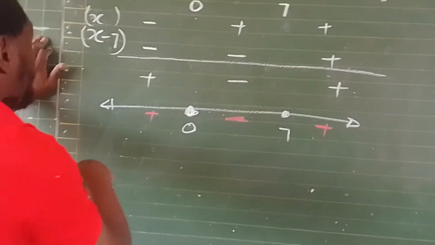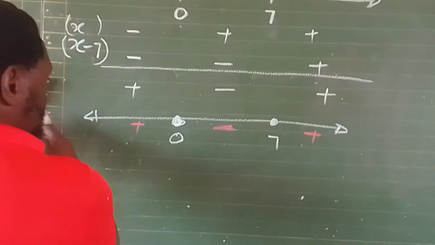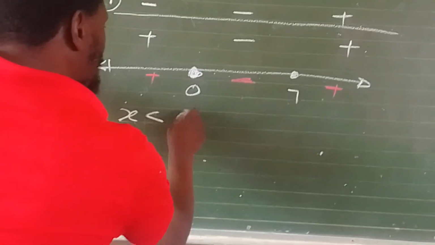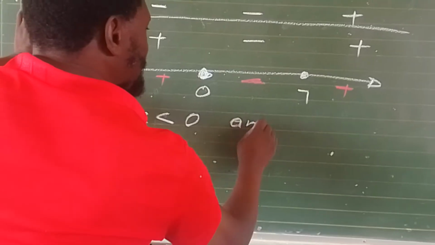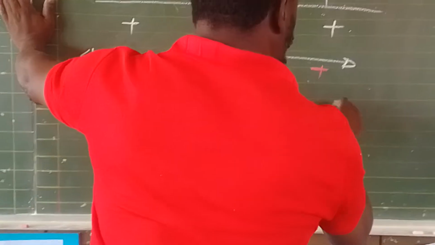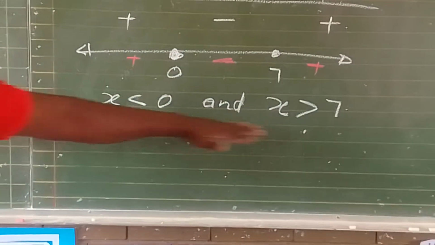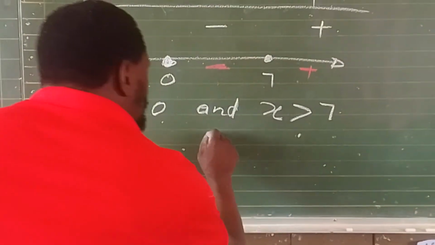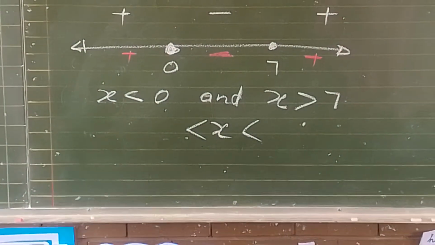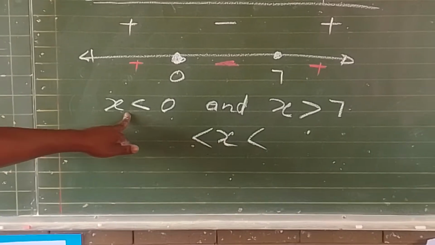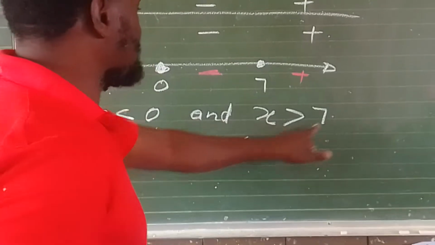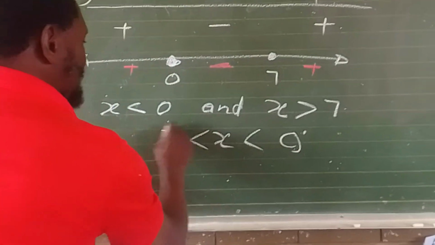x must be less than or equal to 0 and x must be greater than or equal to 7. You take these two, you put them together, you find that x becomes on the center. You do this, it will work out on its own. x is less than 0. x is greater than 7.